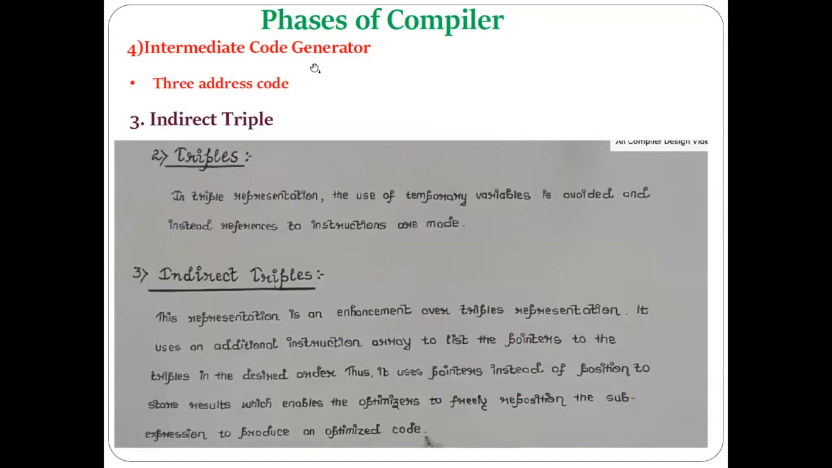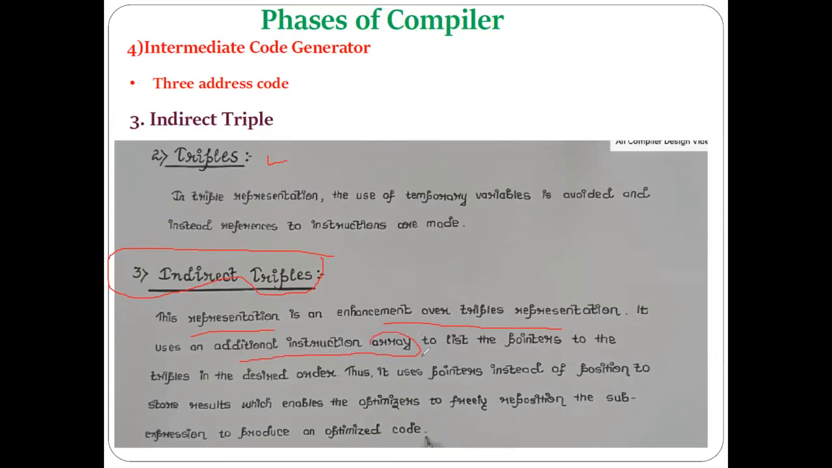Our third type of representation is the indirect triple. In the indirect triple, we make more changes to the previous representation, that is, the triple. In this representation, we make some changes in the triple representation. What changes do we make? Here we make use of one additional structure, that is, the array.